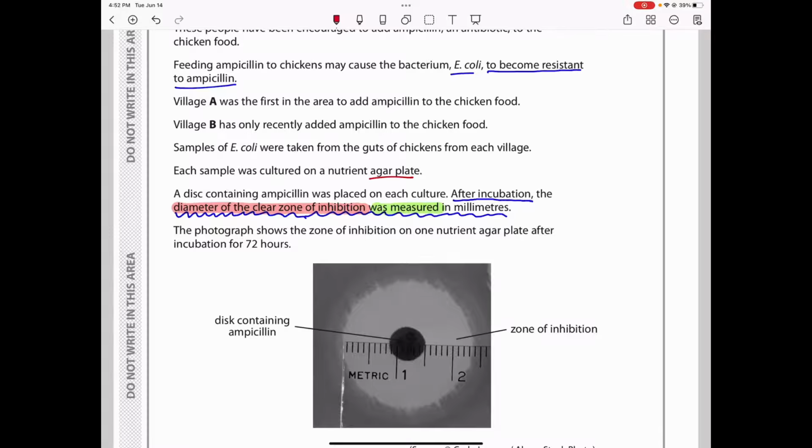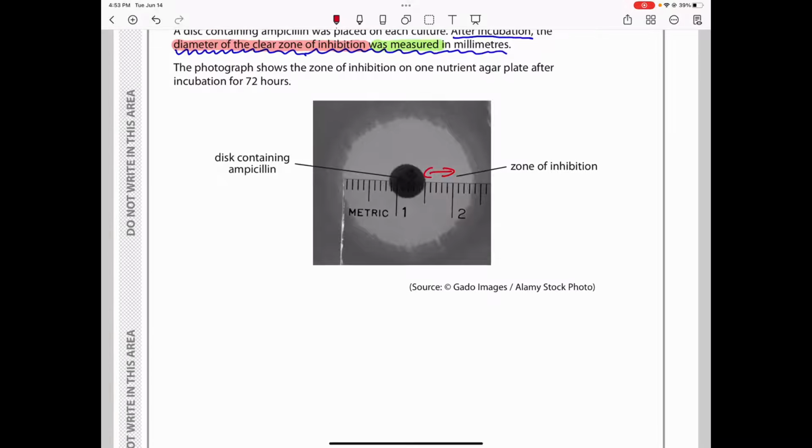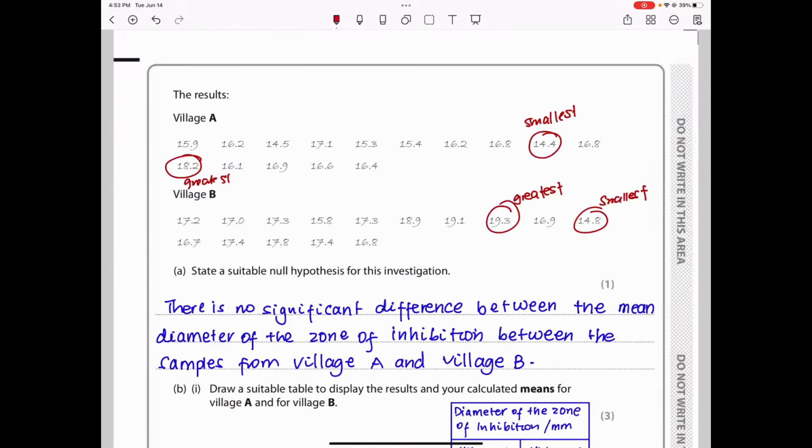You guys know agar plates. A disc containing ampicillin was placed on each culture. After incubation, the diameter of the clear zone of inhibition was measured in millimeters. The photograph shows the zone of inhibition on one nutrient agar plate. So basically, this area, the zone of inhibition, means there will be no growth of the specific microorganism. Let's go to the next part.